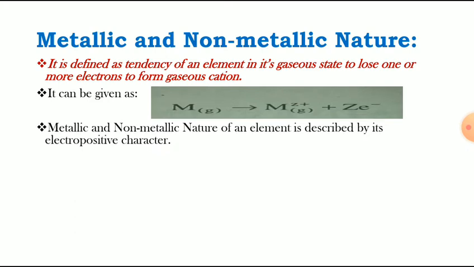Actually, the metallic and non-metallic nature of an element is described by its electropositive character. That means when the metal gives the electron, it will be electropositive, and when the element gains the electron, it will be electronegative. So when the element gives the electron, it carries a positive charge, and when the element gains the electron, it carries a negative charge.